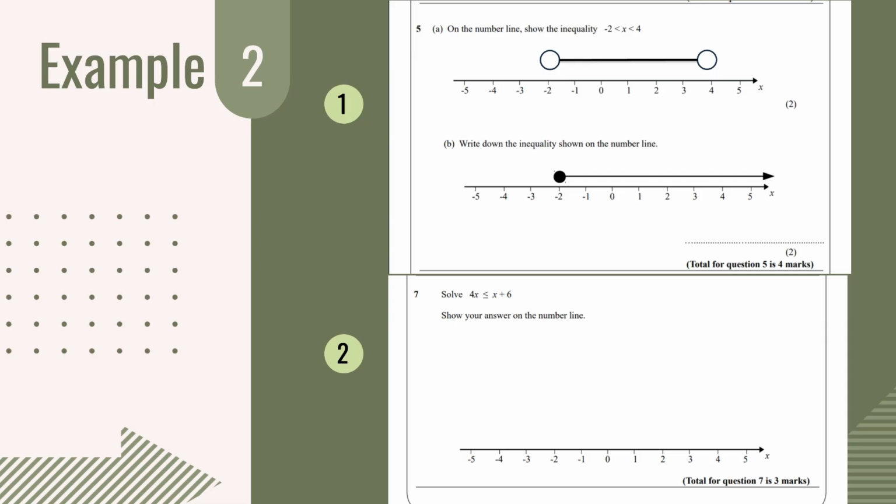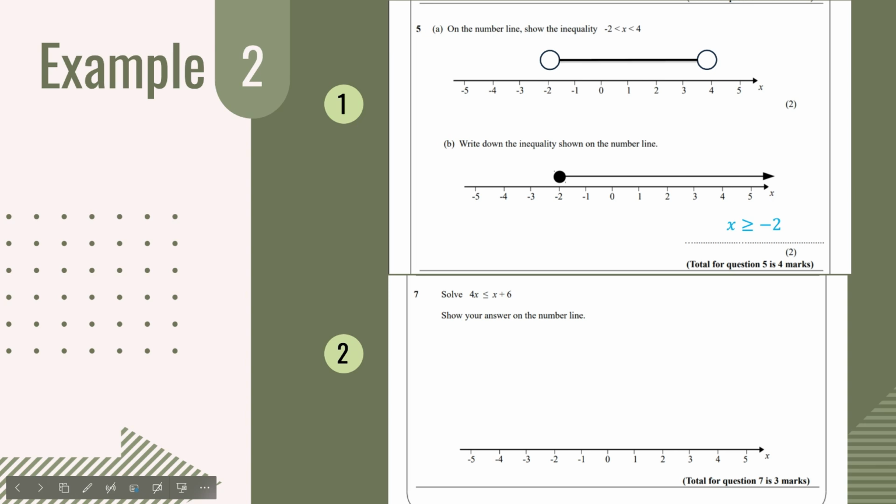In part B, we are asked to write down the inequalities shown on the number line. As it is a filled in dot, we know it is an equals to sign, and it is greater than -2. So we simply write x is greater than or equal to -2.